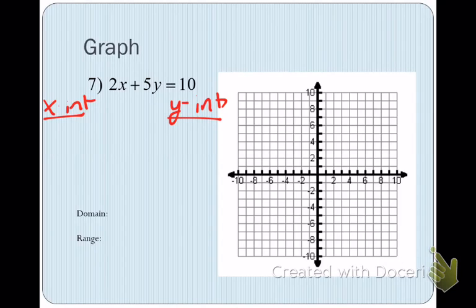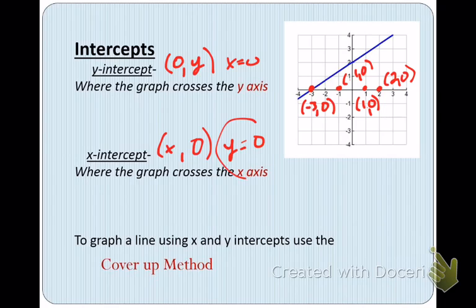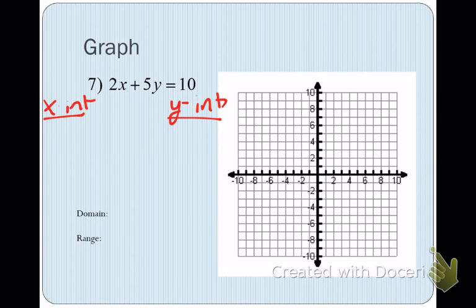Okay? Well, if it's an x-intercept, what did we just say? If it's an x-intercept, the y is always going to be 0. So what we can do is plug in 0 for y. If we do, then we get 5 times 0, which is just 0. And then we get 2x plus 0, which is just 2x. So if I were to plug in 0 for y, the equation would simplify down to 2x equals 10. Divide both sides by 2, and x equals 5. So now I know that this graph is going to hit at 5 on the x-axis, right here.